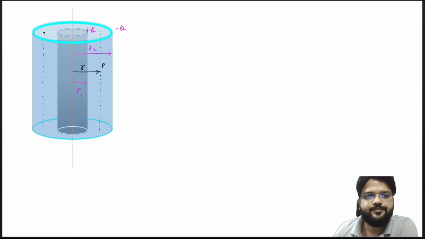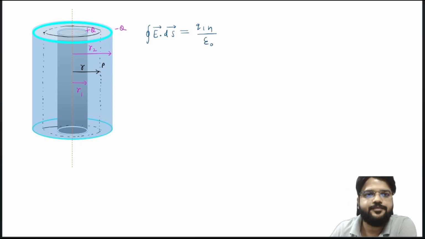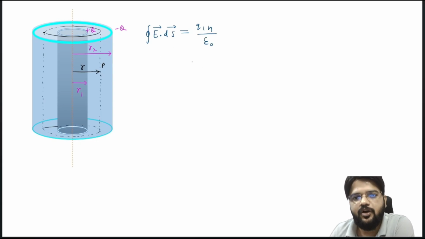So let's see it, everyone. First of all, we need to consider one closed surface. So this is the closed surface, everyone. Now apply Gauss law. What is the Gauss law? Closed integration E dot ds equals Q in by epsilon naught, correct? What is the Q in? How much charge is present inside this closed surface? It is Q.